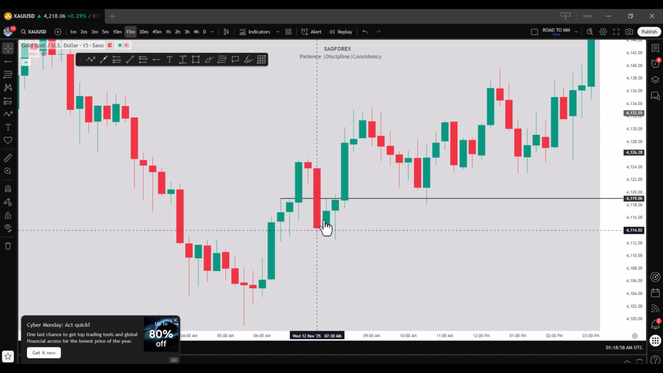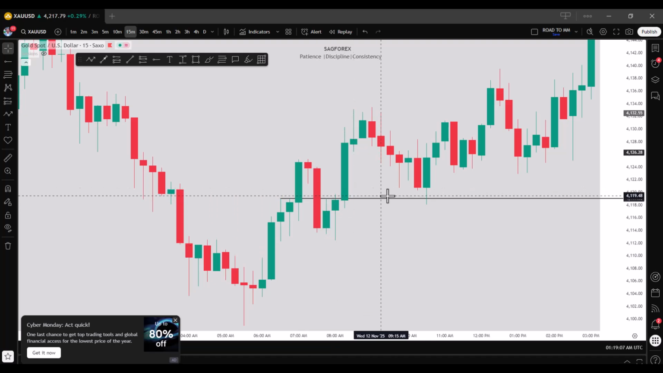All right, so once that thing happens, the next thing that we want to see is for price to move above. All right, move and close above this particular line, which is a line of neutrality. We want price to close above it before we enter a trade.